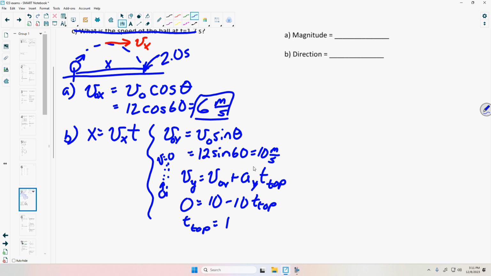Right. So now that I know the time, I can find x. X is equal to 6 meters per second times the total time, not the time at the top, but the total time, which is 2 seconds. So that's 12 meters. And that's the answer. The second part is a little more complicated because you first have to find the time, and you have to find the y component of the velocity. You're going to see other projectile motion problems in the multiple choice, so if you know this really well, that'll transfer over into those problems as well.